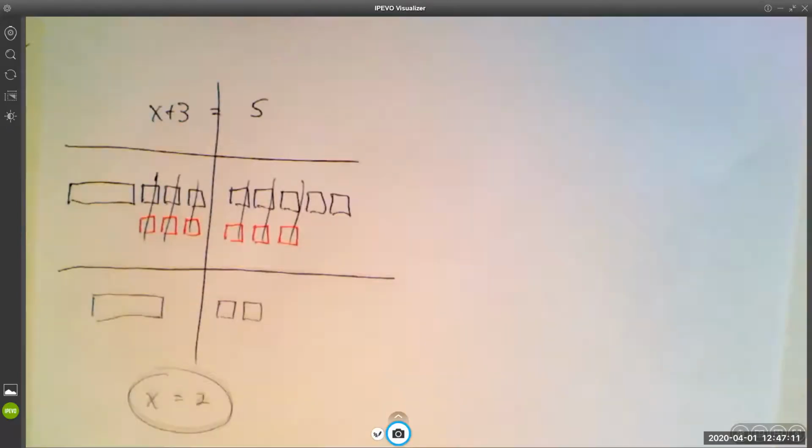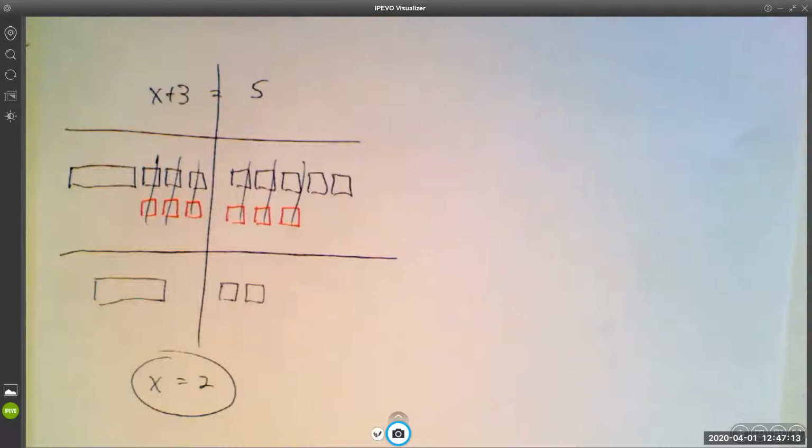So that's that one, right? So that's x plus 3 equals 5. That was just a little one-step equation, right? Not too terrible, I don't think. Let's do another one.